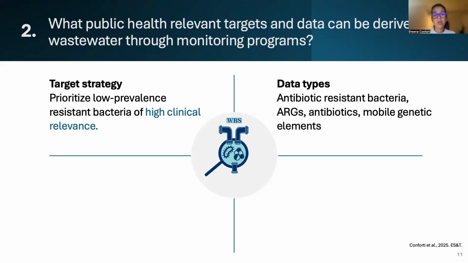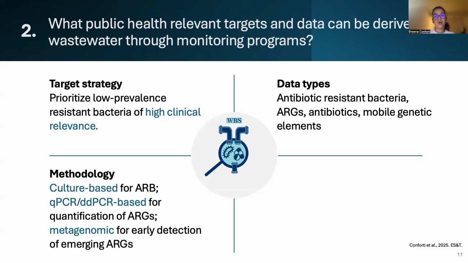What can we measure? So we can measure antibiotic resistant bacteria themselves, so we can grow them and count them. But we can also quantify the concentration of resistant genes or of antibiotics. We can investigate mobile genetic elements to understand how resistance spreads. And depending on what we want to measure, we can use different approaches.